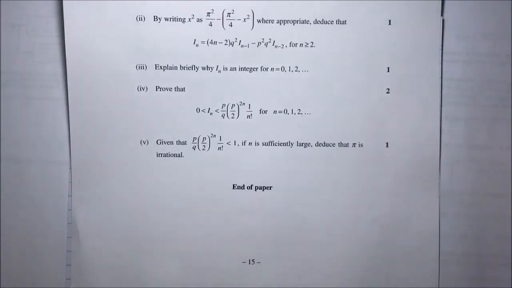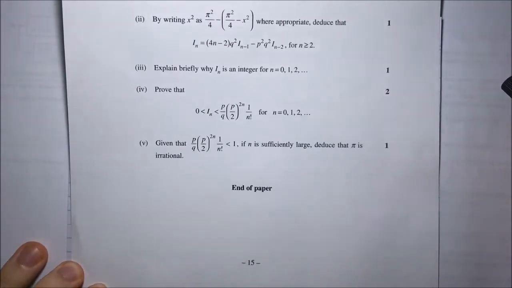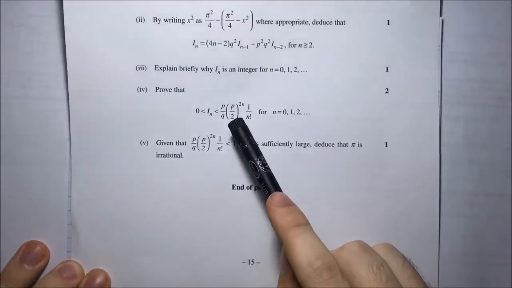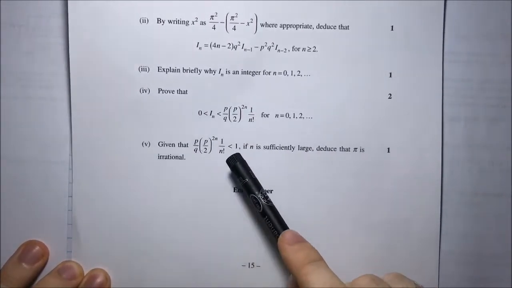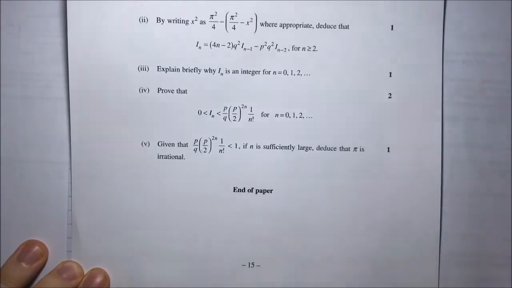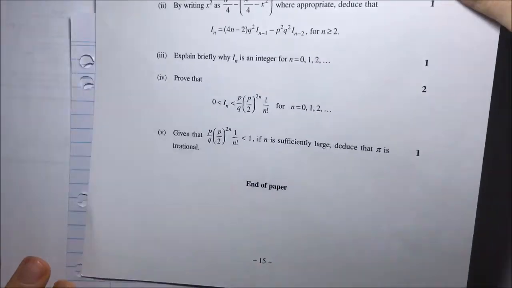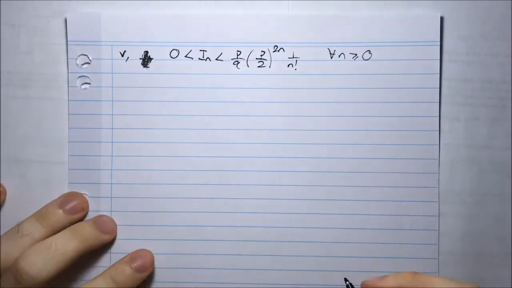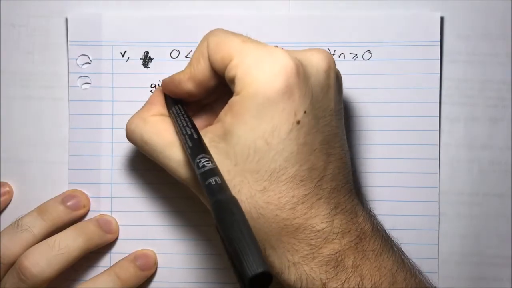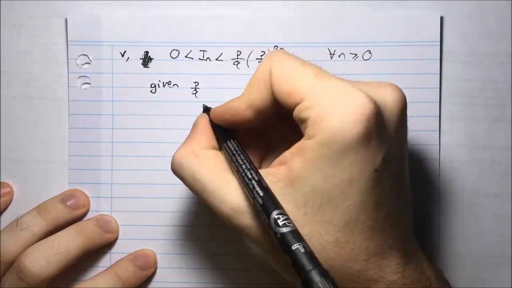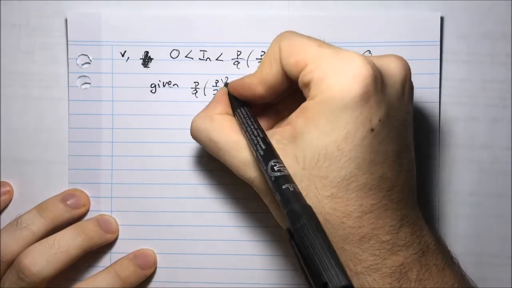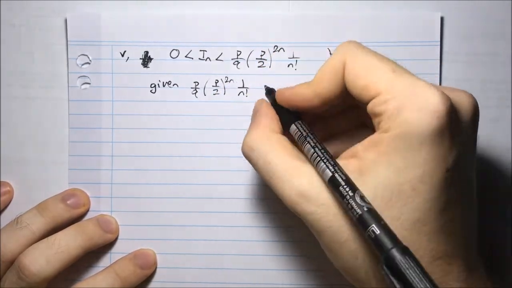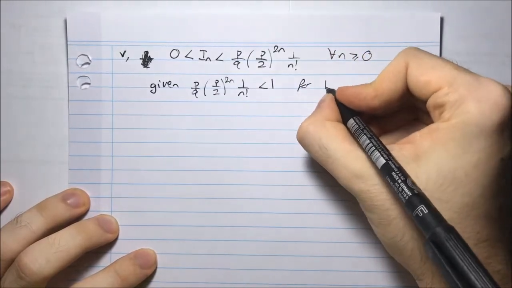Alright, the final part. Given that p over q times p on 2 to the 2n times 1 on n factorial is less than 1. So this expression, remember you can see this relationship here. So given that this is less than 1, if n is sufficiently large, deduce that pi is irrational. Okay, so this is the result that we had from part 4. And now we're given that p on q times p on 2 to the 2n, 1 on n factorial, is less than 1 for large enough n.